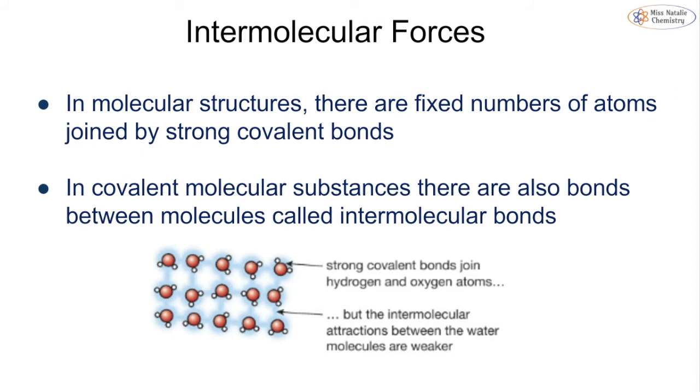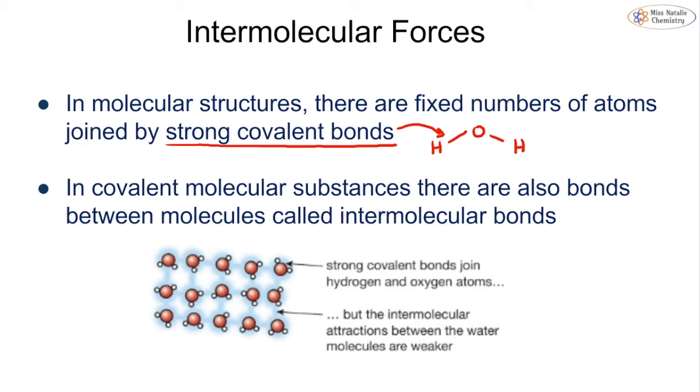Another thing that we must be aware of in our covalent molecular substances are the types of bonds. So in between the atoms themselves, they are bonded by these strong covalent bonds. So we have our water like that, and that line shows that this is your strong covalent bond.